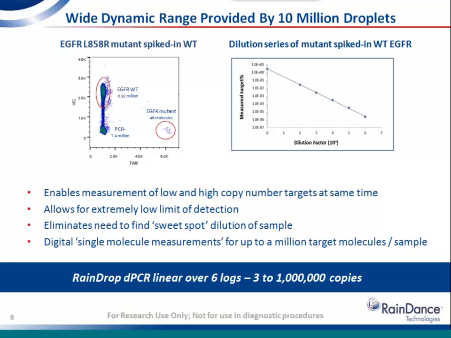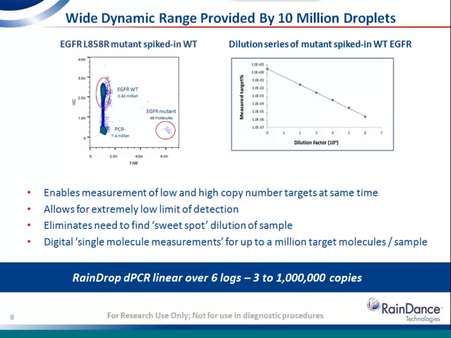By keeping the total input DNA constant and titrating the amount of spiked-in mutant allele, this titration curve is shown, and you can see a very linear response across 6 logs of dynamic range. This dynamic range enables measurement, as I mentioned, of both low and high copy number at the same time. It allows for extremely low limits of detection. It eliminates the need to find a sweet spot where you need to dilute the sample and do any pre-measurement. You can just load and measure.